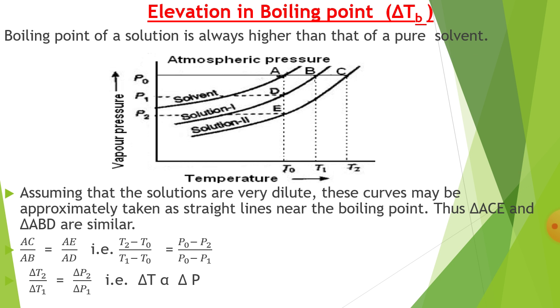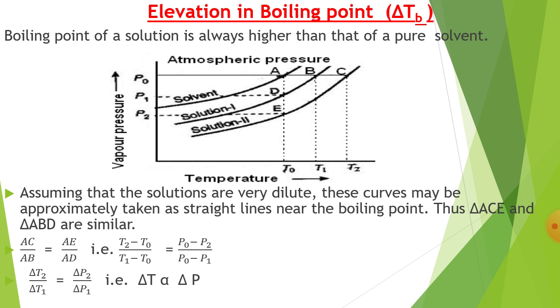Now come to the elevation in boiling point, that is the change in boiling point, delta Tb: delta for change, T for temperature, and b for boiling. The boiling point of a solution is always higher than that of the pure solvent. Reason: when a non-volatile solute is added, some surface area of the solvent is occupied by solute molecules. That's why at the same temperature they generate less vapor. So for boiling this solvent, we have to increase the temperature. That's why the solution has a higher boiling point than the pure solvent.